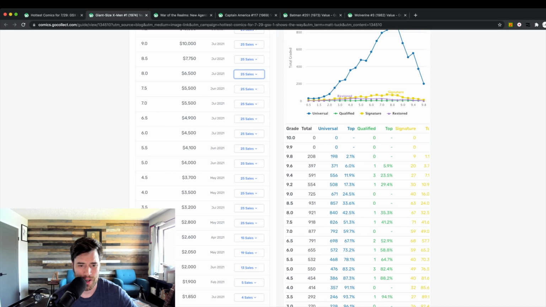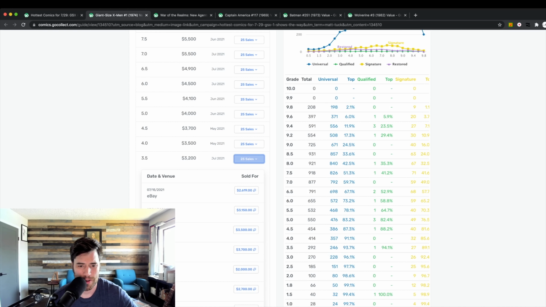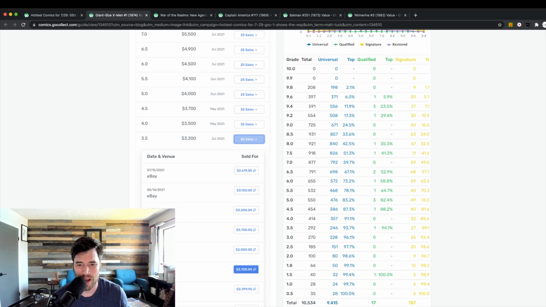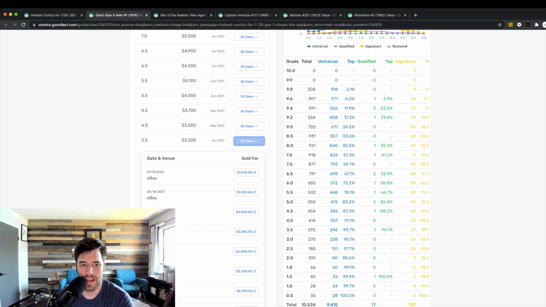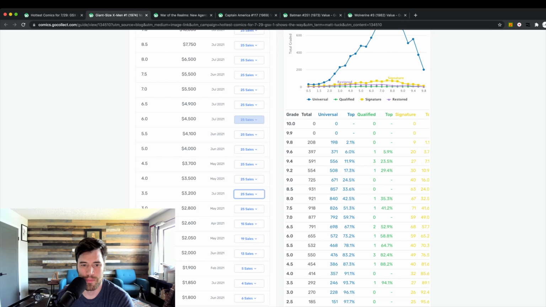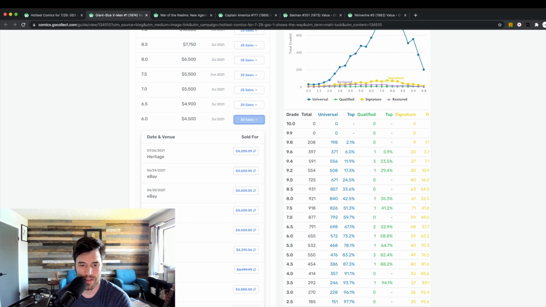Let's look at another grade range. There we go, 3.5. You're looking now at 2,600. Back in May, it was 3,100. April's 3,500. April again was 3,700. Back in March, it was 2, and so forth. So as you can see, just by this data, April and May seem to be their best prices.